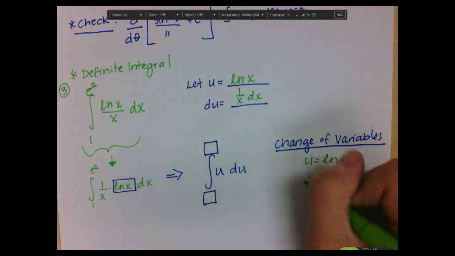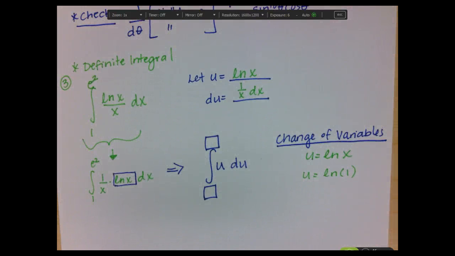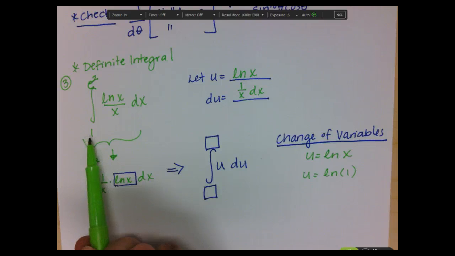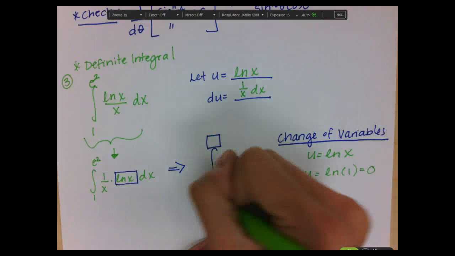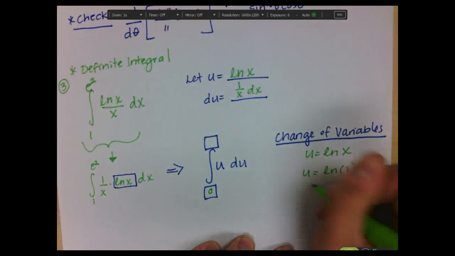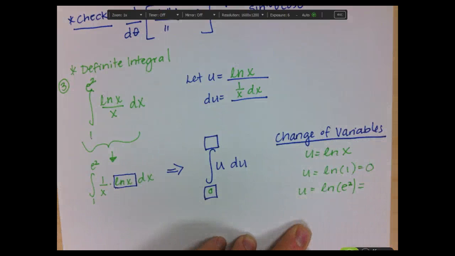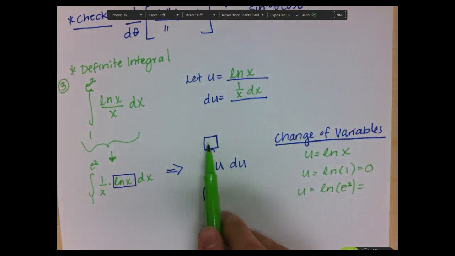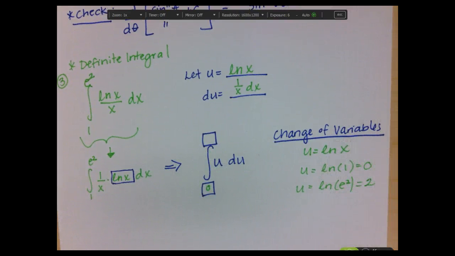So if I have 1 as my lower limit of integration in the beginning, then I need to do the natural log of 1 in order to get my lower limit of integration here. Remember, the natural log of 1 is 0. Okay, if my upper limit of integration was e squared, then I need to do the natural log of e squared in order to get this new upper limit. And remembering the properties of natural logs and e's, that just gives me 2.